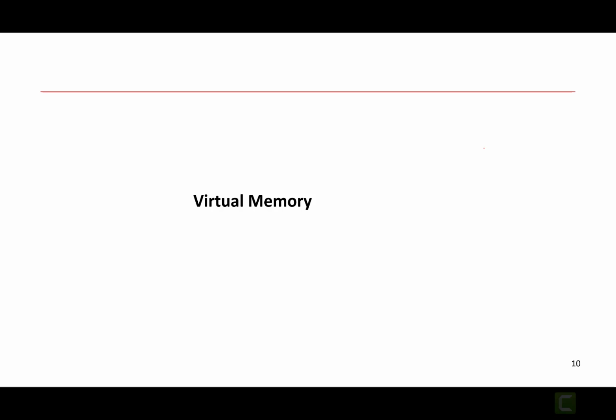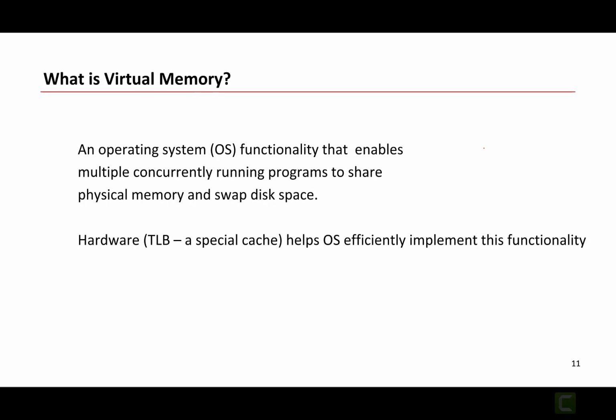Okay, so let's now talk about virtual memory. Like I said, virtual memory is actually an operating system functionality. So in 370, now we are learning about an OS functionality, which enables multiple concurrent running programs to share the physical memory and the swap disk.